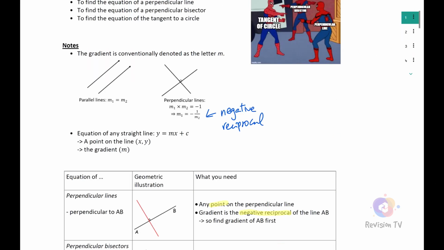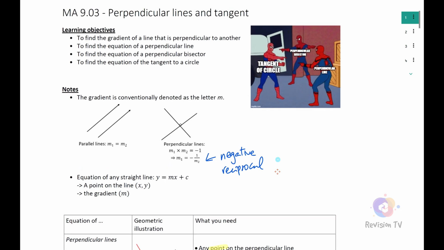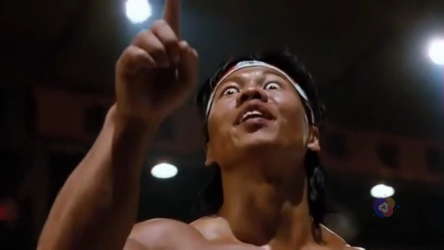Okay? Moving forward, perpendicular bisector. So we talked about the perpendicular line. So we have gone through one of the three Spider-Mans. So let's cross this off the Spider-Man. We're looking at this perpendicular bisector Spider-Man. You are next.